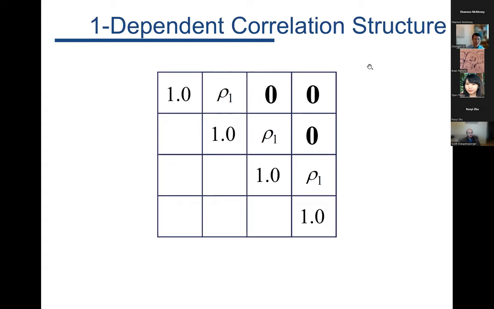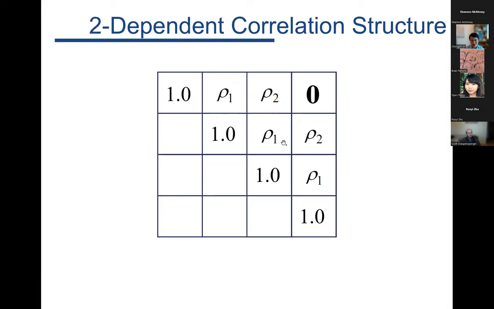Now the next one is called one-dependent correlation. Here the correlation between two observations depends on the time gap between them. If the time gap is one, so visit one versus two, or two versus three, or three versus four, I'm assuming you have some correlation called rho one. But if the gap is more than one, I'm assuming the correlation becomes zero. So this is called one-dependent. One refers to the fact that the correlation is non-zero only for a time gap of one.